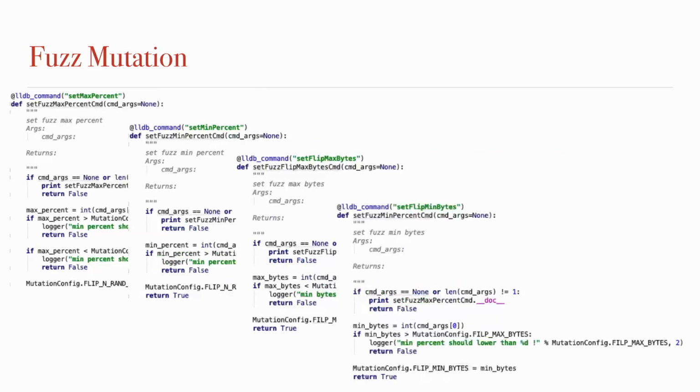And this is for the basic mutation strategy, such as controlling the fuzz scope by the percentage, or controlling the fuzz scope by the bytes.